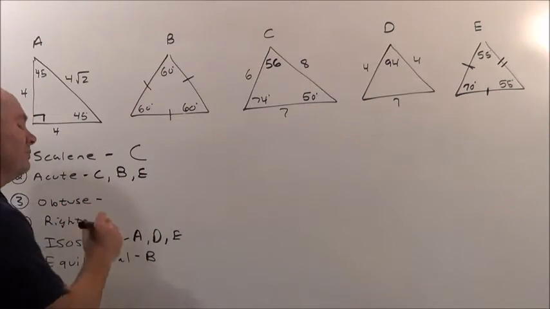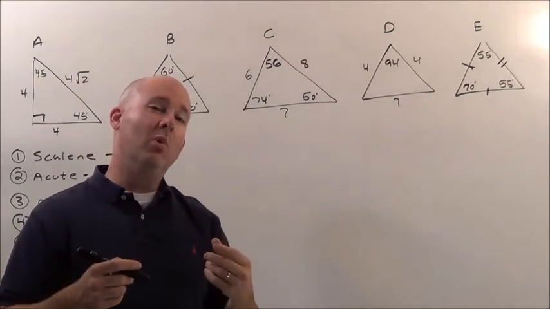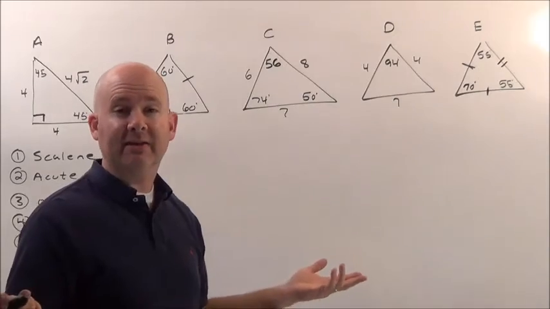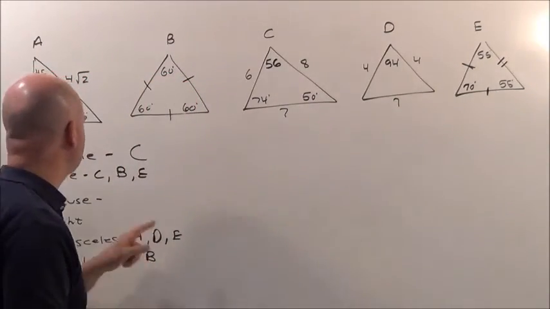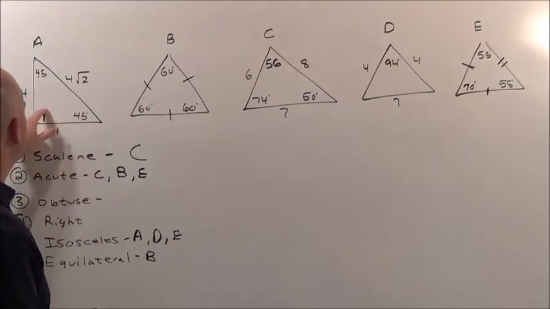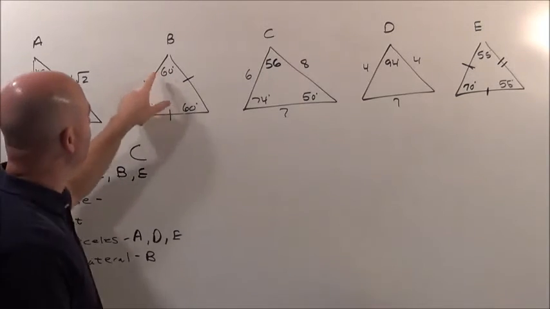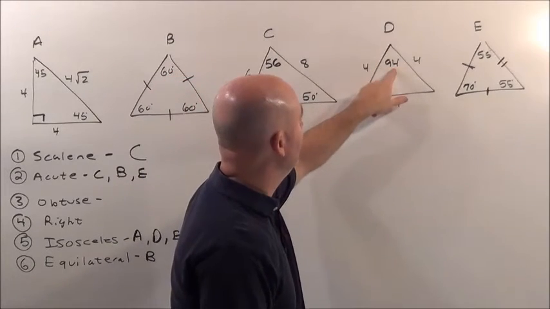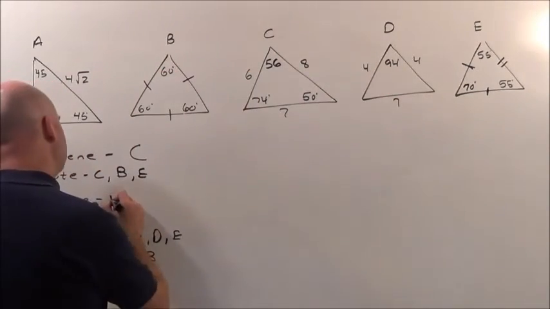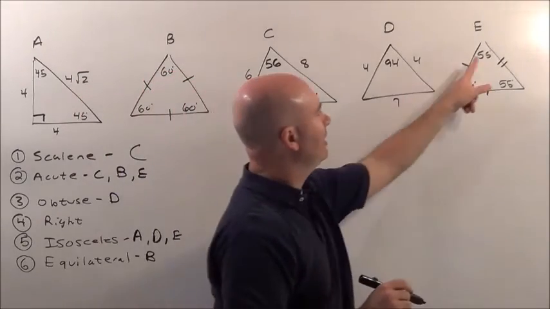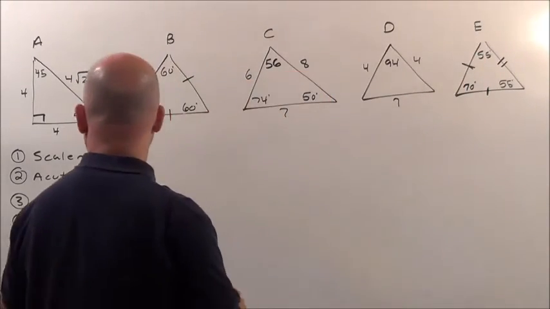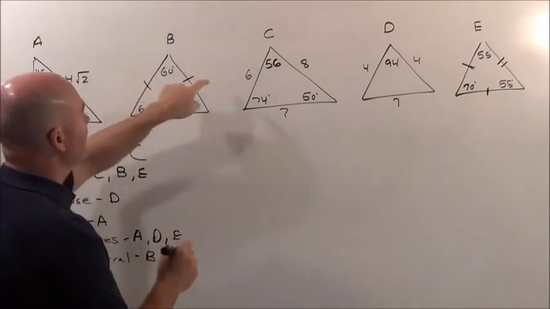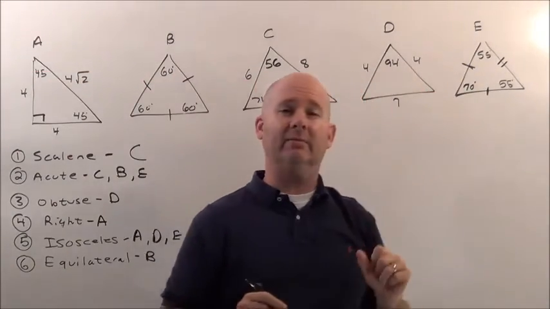Let's come to obtuse. Obtuse means one of the angles has got to be more than 90. You can't have 2 angles more than 90 because they have to add up to 180 and you have 3 angles, so that wouldn't work. So obtuse: nope, that's a 90, so that's a right angle. Nope, none are bigger than 90. None are bigger than 90. Yes, this one's bigger than 90, so D is an obtuse triangle. We come here, nope, not there. Finally, for our right triangle, it's going to be A. A is our right triangle. None of these others have a right angle in them.